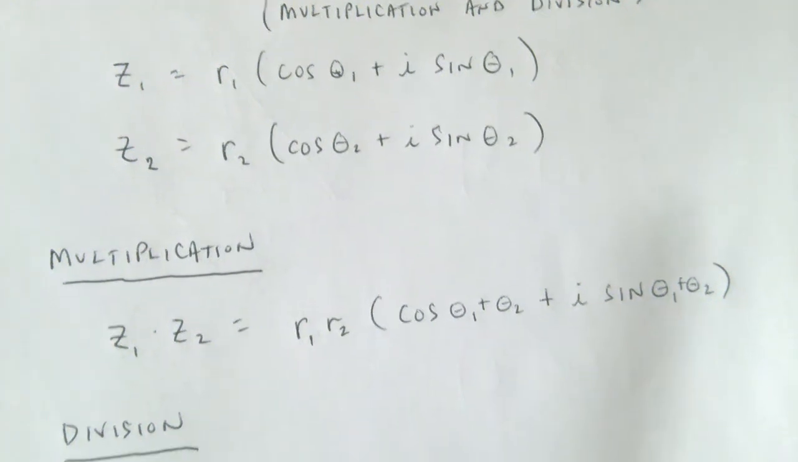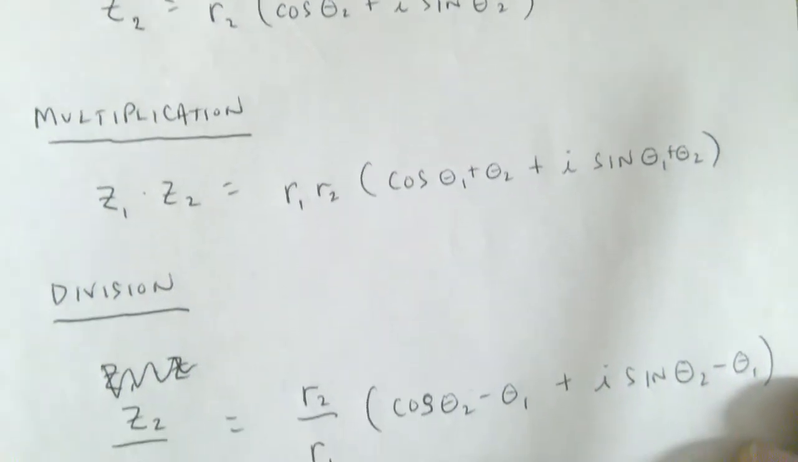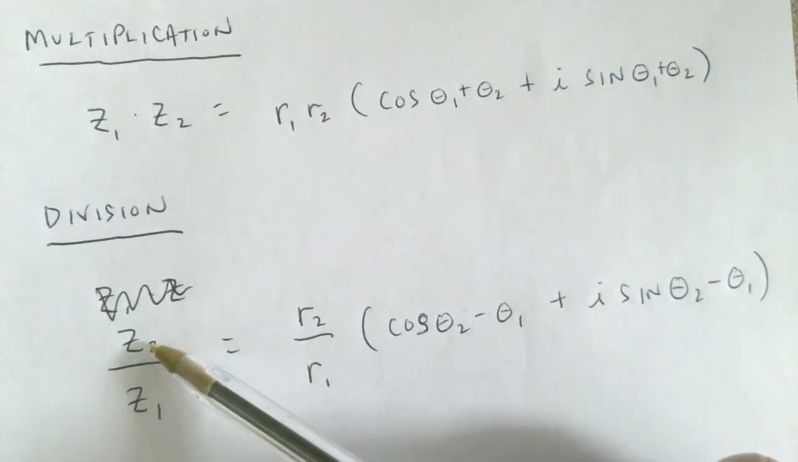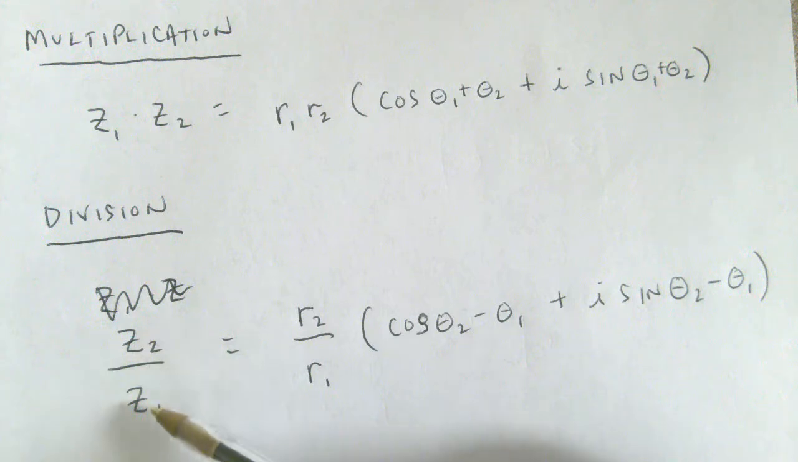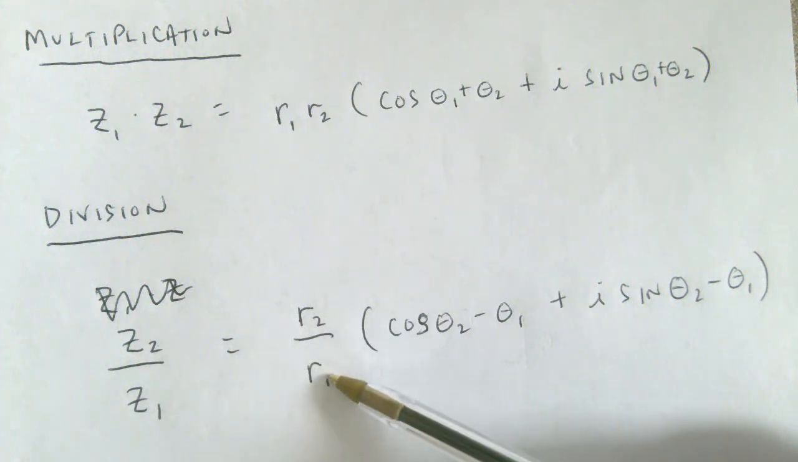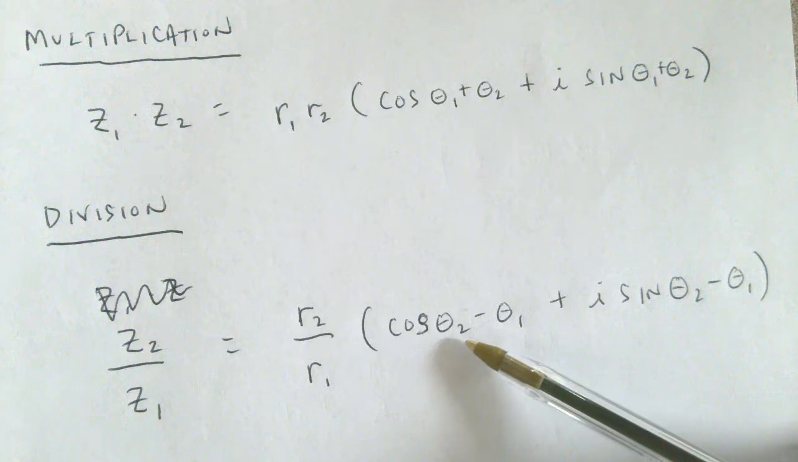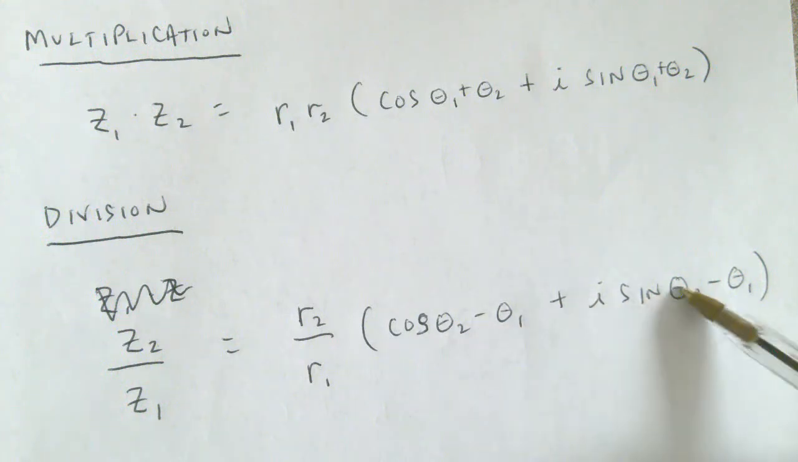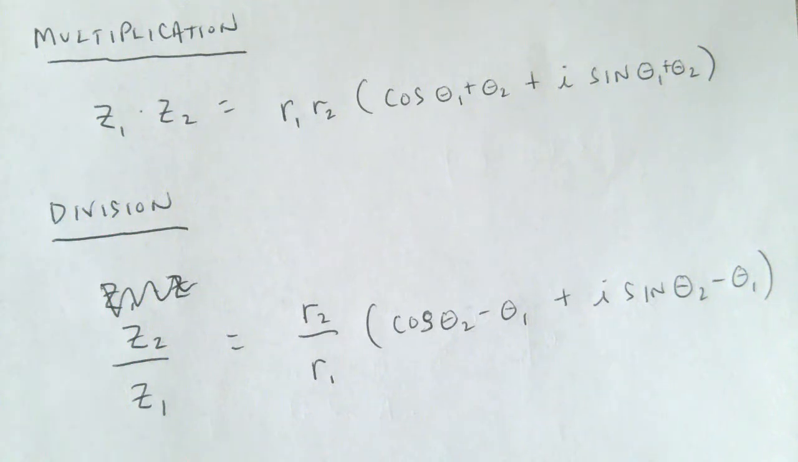Now, if I'm going to do division, for division, it's going to be the number divided by the other complex number. So it's radius 2 divided by radius 1, cosine theta 2 minus theta 1, plus I sine theta 2 minus theta 1. So those are your two formulas that you're going to be utilizing as you solve these problems.